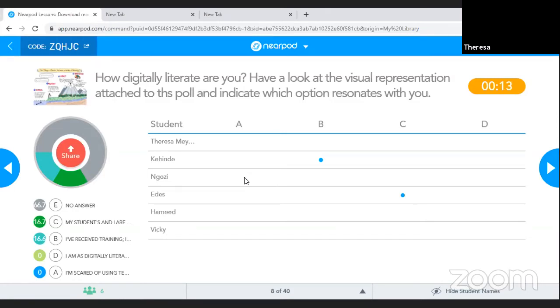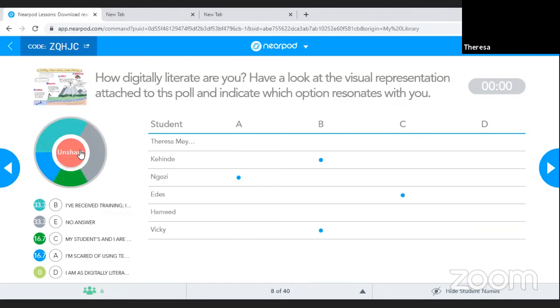Thank you so much, Kahindi, and thank you so much, Edith. I've seen that you have made your selection already. Thank you so much for your participation. We'll give a minute because we see that we have Ms. Ngozi and Hamid as well. So we are going to just give a minute, and then I'm going to share what we have found in our poll.